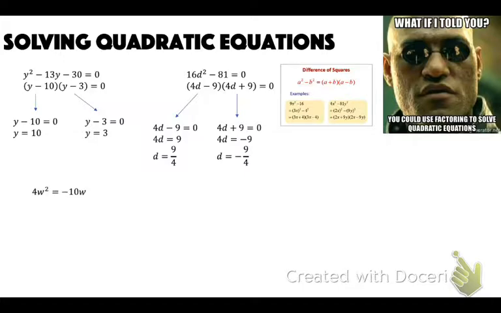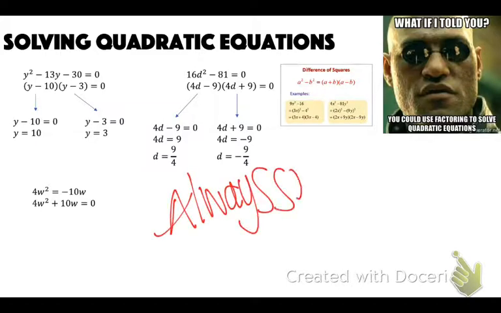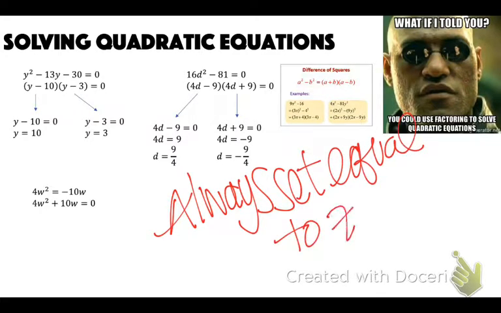This one, we're going to factor using GCF, so let's get everything to one side. We always need this set equal to 0. I should probably write that. Always set equal to 0.